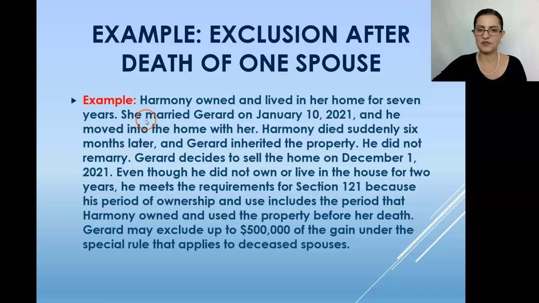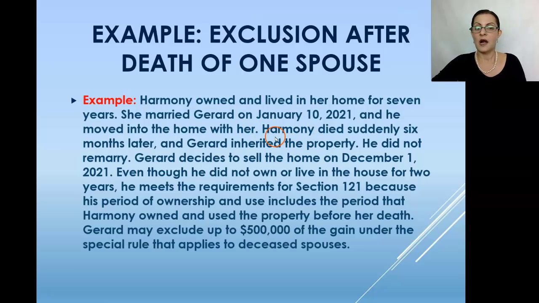So let me give you an example of how this works. Harmony owned and lived in her home for 7 years. So Harmony is the owner and she lived in the home and owned it for 7 years. She marries Gerard on January 10th, 2021, and he moves into the home with her. So Gerard just moves into the home in 2021.